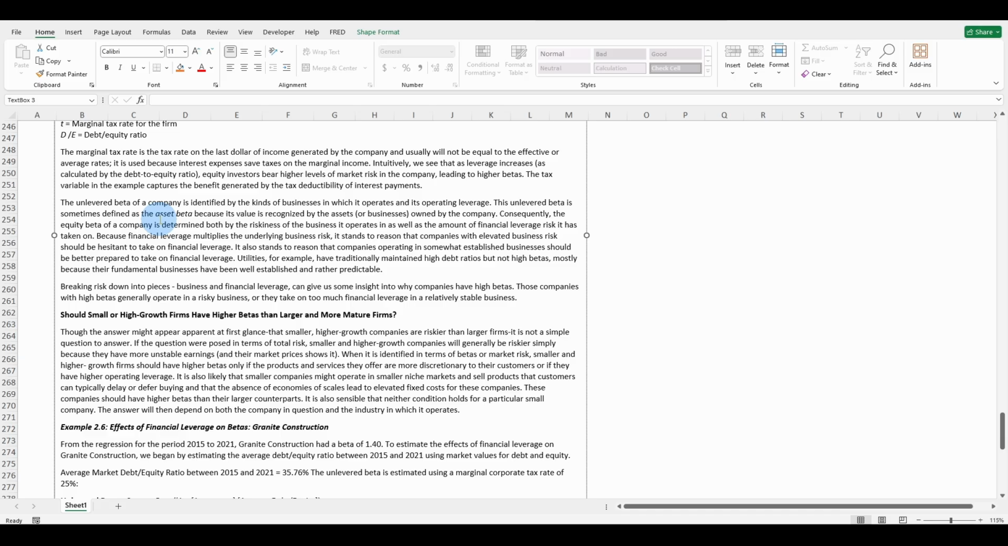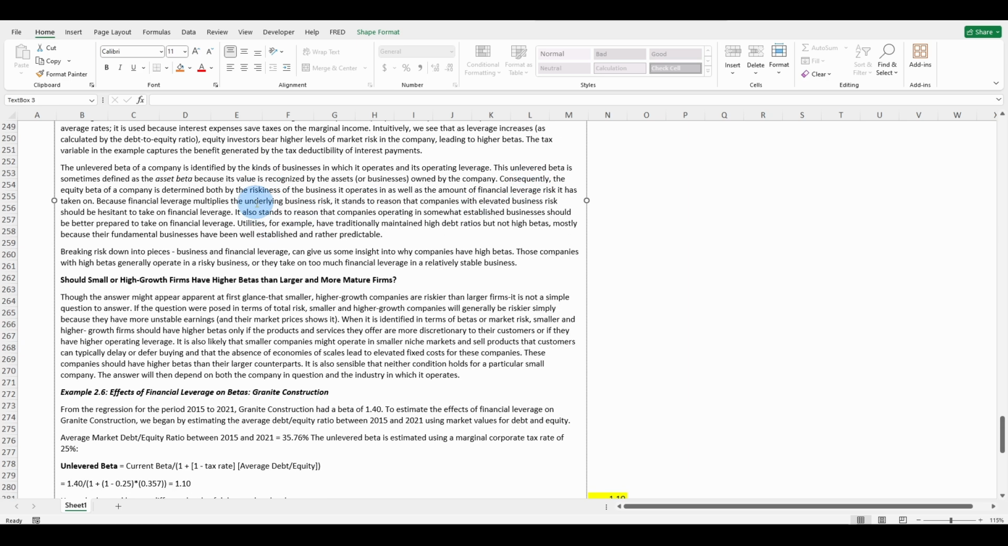The unlevered beta of a company is identified by the kinds of business in which it operates and its operating leverage. This unlevered beta is sometimes defined as the asset beta because its value is recognized by assets owned by the company. Consequently, the equity beta of a company is determined both by the riskiness of the business it operates as well as the amount of financial leverage risk it has taken on.